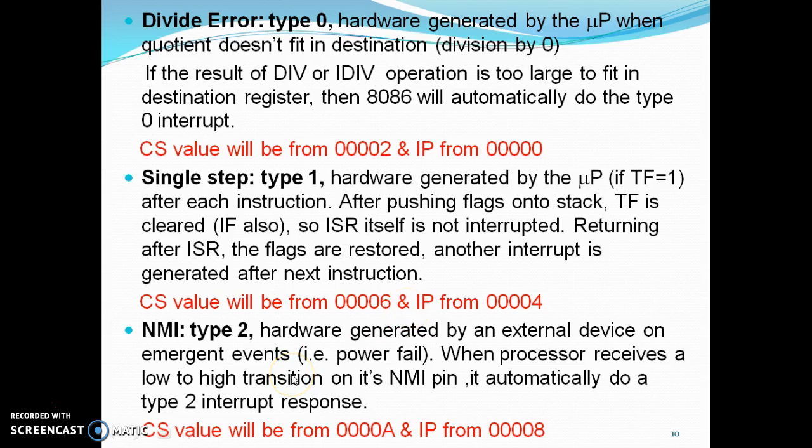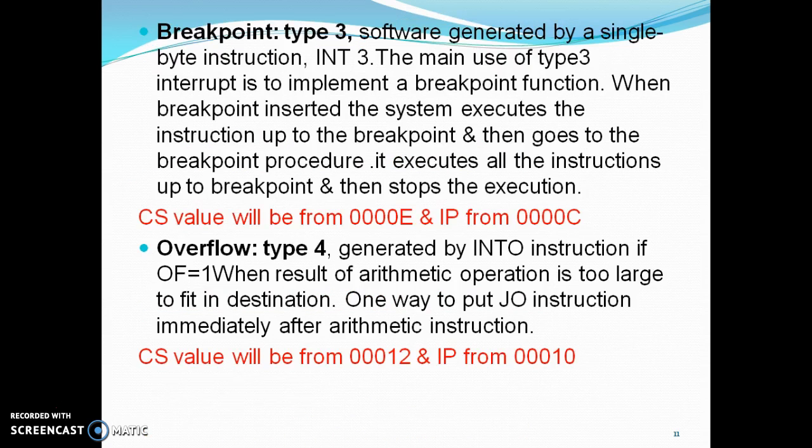NMI is the non-maskable interrupt, which always has the highest priority. When the processor receives a low to high transition on its NMI pin, it will automatically generate it. Now IP and CS values are at 08 and 0A.